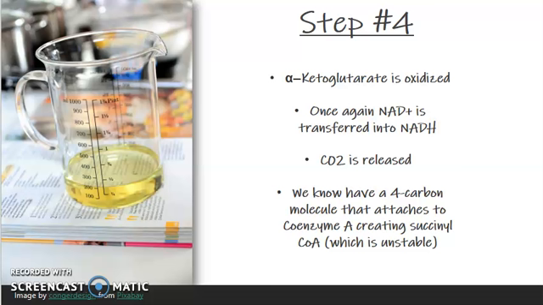Once again, NAD+ is transformed into NADH. Carbon dioxide is released. We now have a 4-carbon molecule that attaches to coenzyme A, creating succinyl-CoA, which is an unstable molecule. Now, we're halfway through, and I apologize.